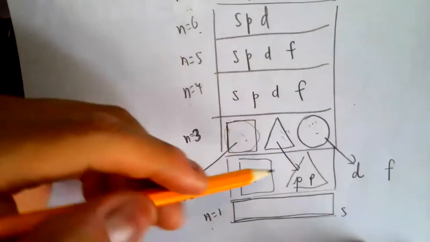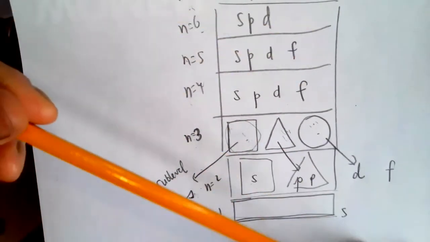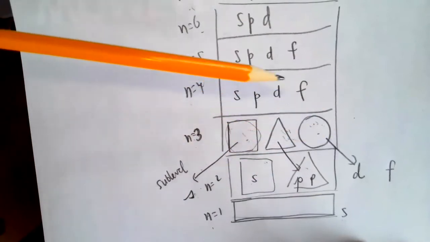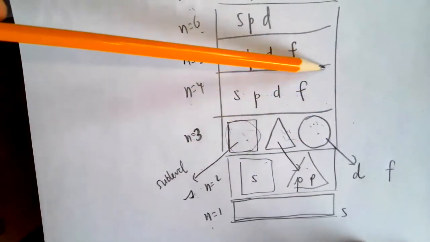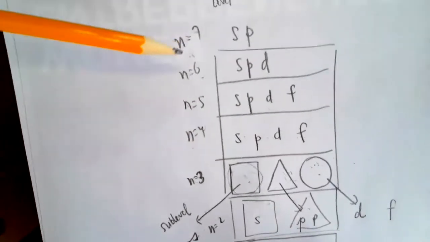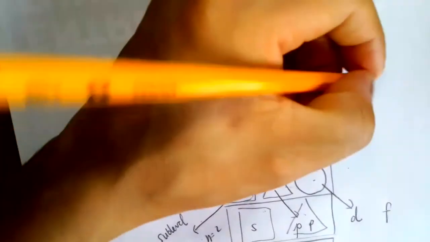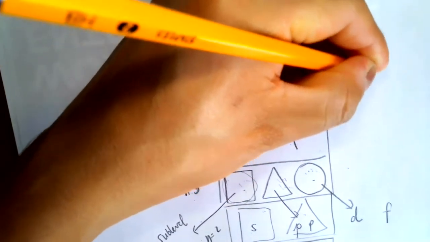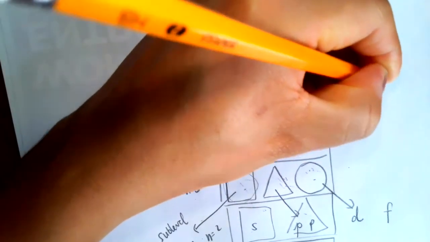I know, why is it like that, do I have to memorize this? That one has S, S, P, S, P, D, S, P, D, F. No, what we call the electron configuration will help us with that. Okay, that is coming later.